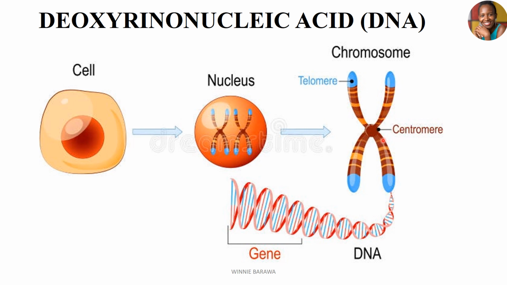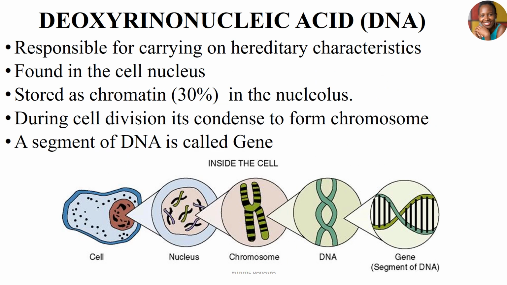It's found in our cell in a specific location called the nucleus, and it is stored in a condensed state that we call the chromosomes. So let's describe this DNA. DNA is responsible for carrying on hereditary characteristics. Remember, we said a segment of our DNA is called a gene. And the DNA is found in the cell nucleus. It's stored in the form of chromatin.